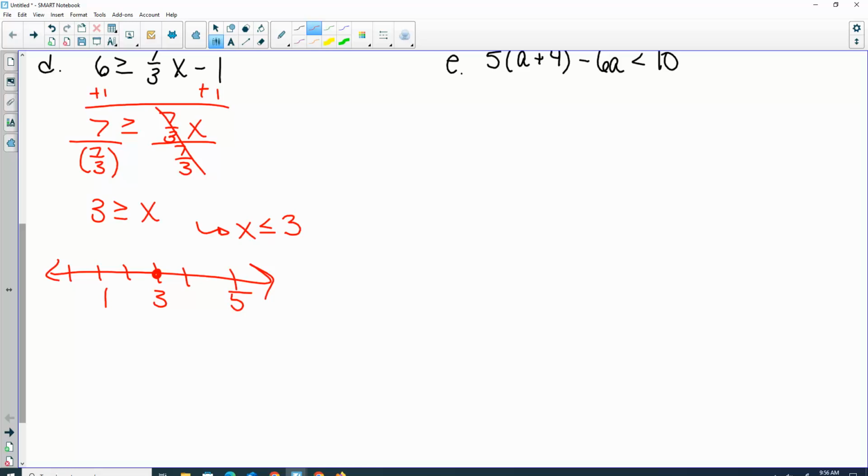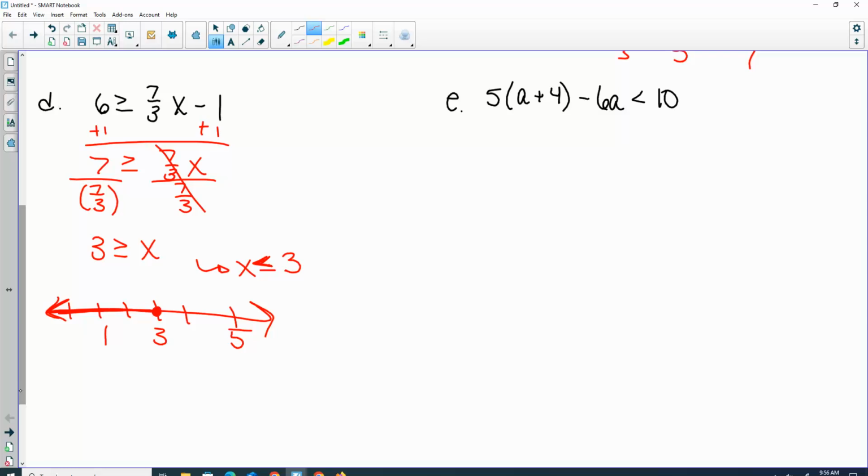We say less than. That's the smaller numbers. If you have it where the variable is on the left, this is like an arrow telling you which way. The arrow is pointing this way, so we're going to shade this way. We want things smaller than 3. Alright.